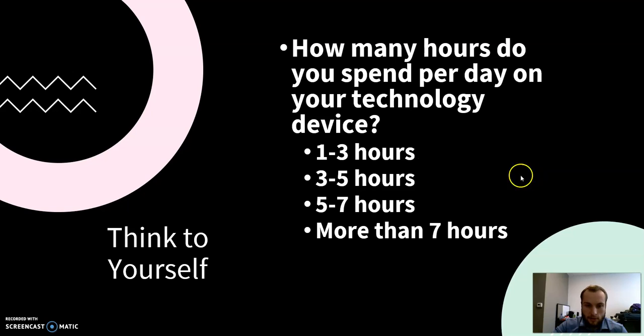So now, since you're done with the first two columns of your KWL chart, let's get into the discussion. Think to yourself about this. How many hours do you spend per day on your technology device? This can be a computer, an iPad, a phone, anything. Are you in the 1 to 3 hours section? Are you in the 3 to 5 hours? Or the 5 to 7 hours, or even more than 7 hours?